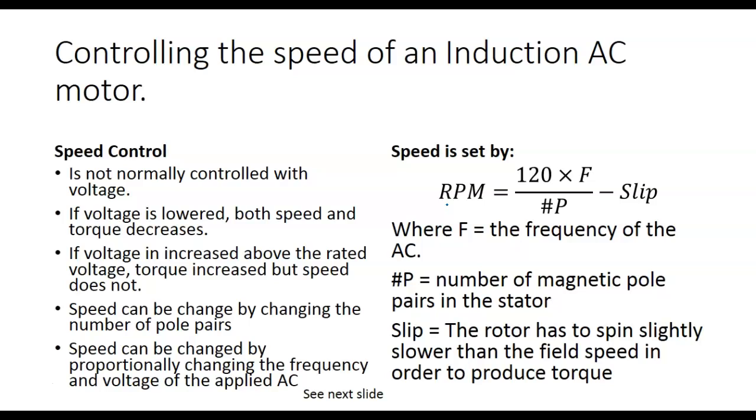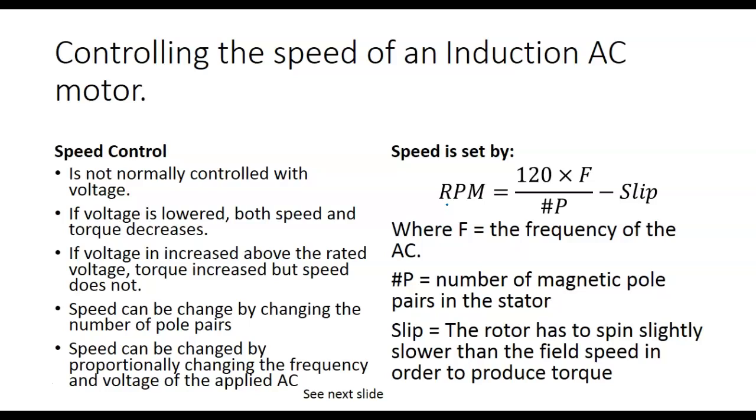But this is why we had so much trouble controlling the speed of an AC motor. The speed of an AC motor is set by RPM, and this is the outside frequency. This is not the rotor. The rotor will always run slightly slower, so it can have a change in magnetic field to induce the voltage, and we call it slip. So the speed of an AC motor is 120 times the frequency divided by the number of magnetic poles, minus the slip. So how could I control the speed of an AC motor?